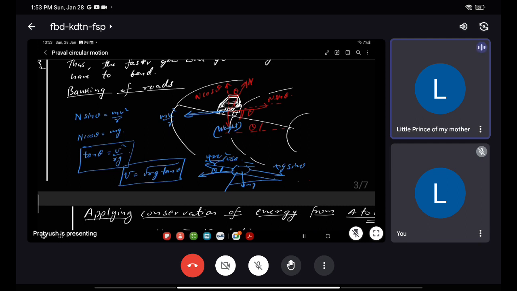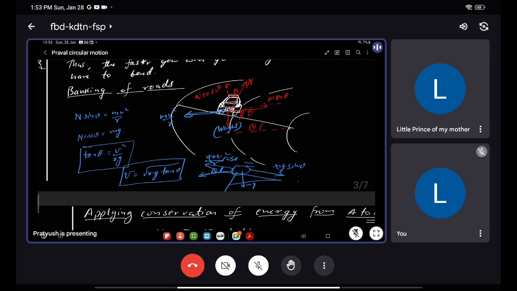Here there is no role of friction, sir. No, this is only banking. Only by banking of roads we are writing this down. Means velocity is square root of rg tan theta. If velocity is more than this, then the body will move outside. Here we are assuming that friction is not even present, and generally we do take this calculation.